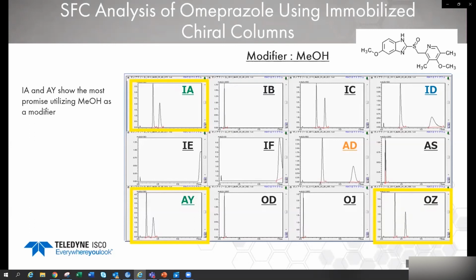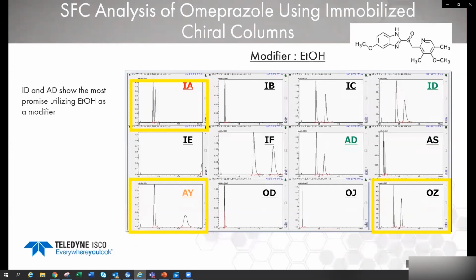Now, what happens if we choose to say ethanol, which is another modifier they use in SFC? We do not have enough resolution here. These peaks collapsed on each other, so that wouldn't be good enough. The A and Y actually went further apart. So with two different columns, changing just the mobile phase, they went in completely opposite directions. So there's no specific silver bullet, if you will, for SFC.